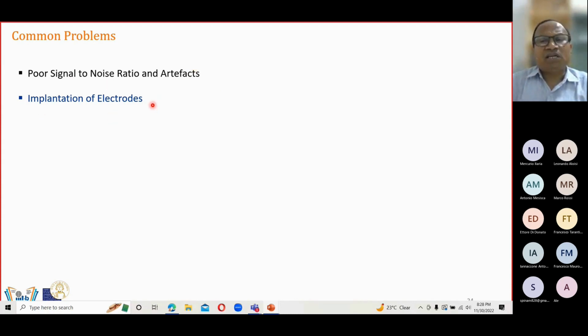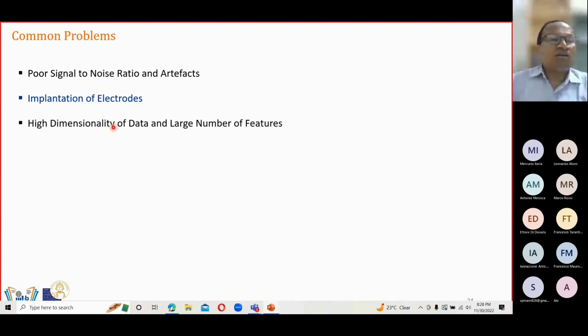Implantation of electrodes, particularly when you are doing an invasive technique, we'll also understand later what an invasive technique is. When we are doing an invasive technique, implantation of the electrode is a difficult task. Where exactly you need to implant the electrode so that you can get the most meaningful data, the most meaningful information from the brain, that's a real-time challenge.